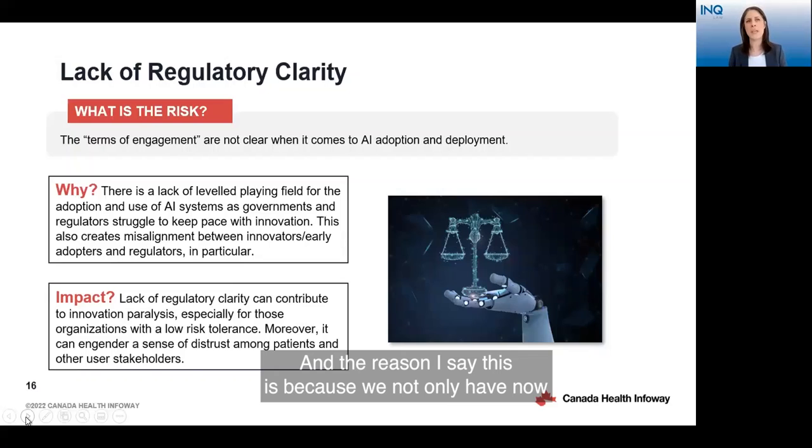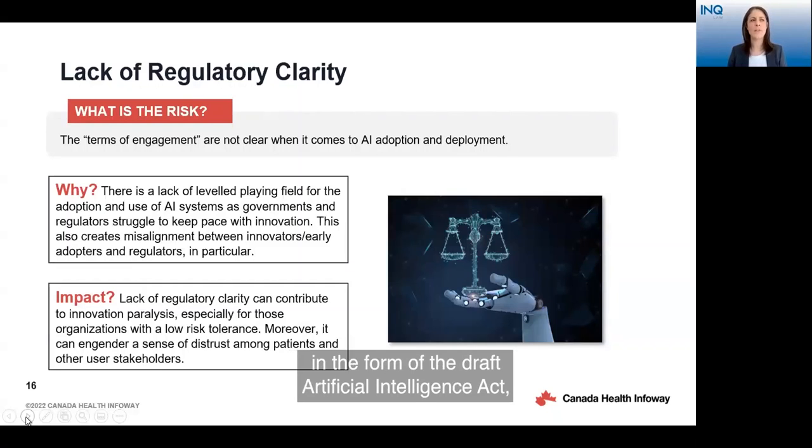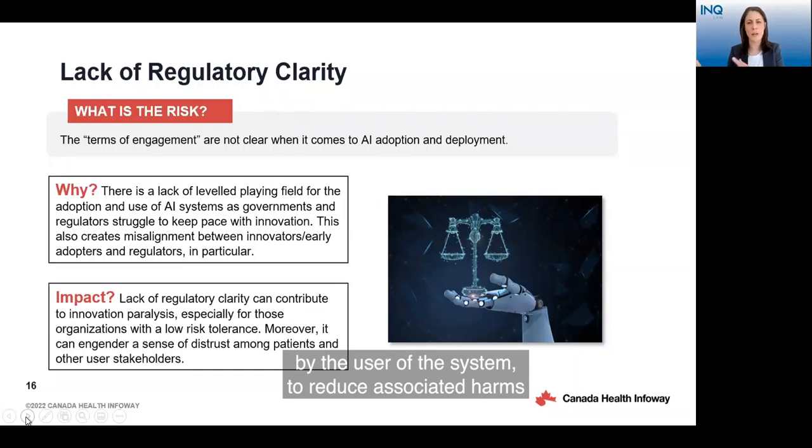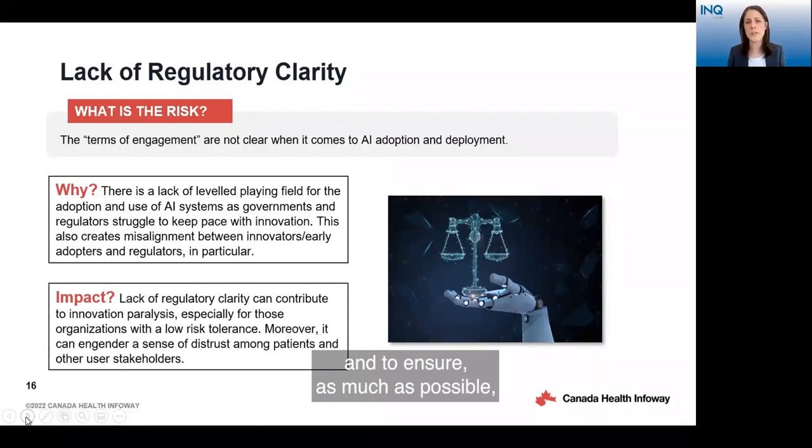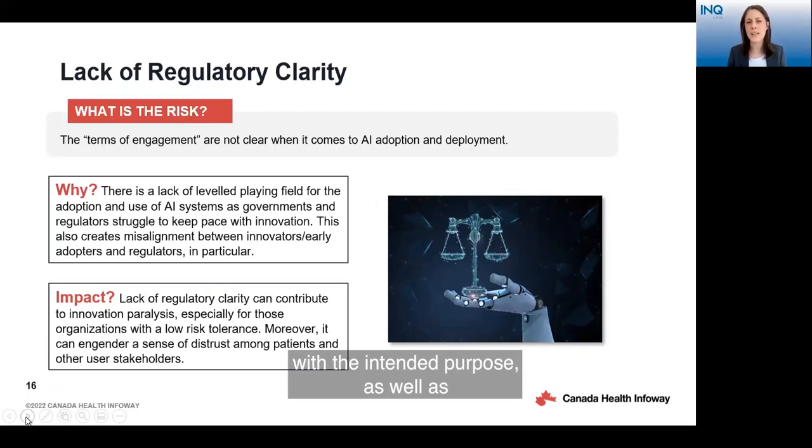And the reason I say this is because we not only have sort of draft legislation out of the European Union in the form of the Draft Artificial Intelligence Act that is actually quite prescriptive about what is considered to be an appropriate, like a high risk environment or a high risk AI system, and then what are the appropriate prescriptive measures that ought to be put in place by the vendor and by the purchaser, by the user of the system, to reduce associated harms and to ensure as much as possible that the system is being used in accordance with the intended purpose, as well as to further societal values as opposed to potentially subvert those values.